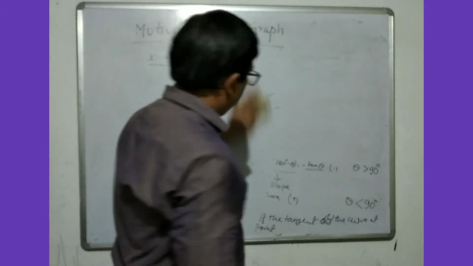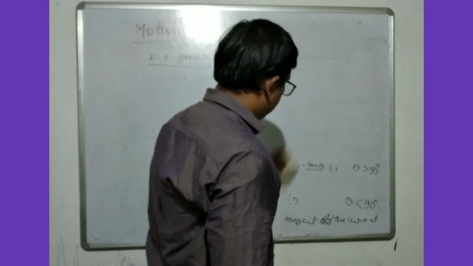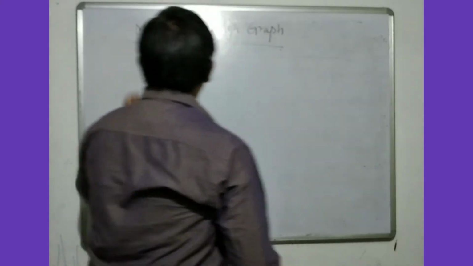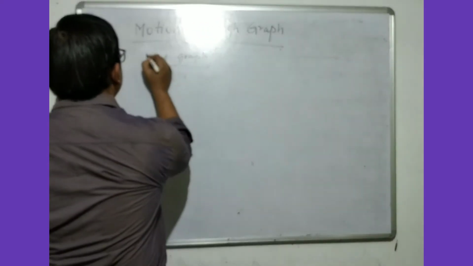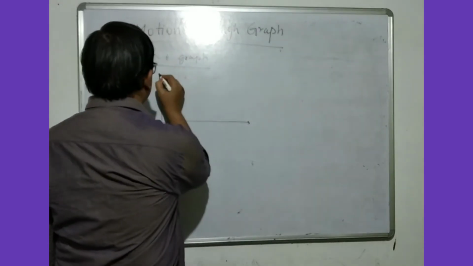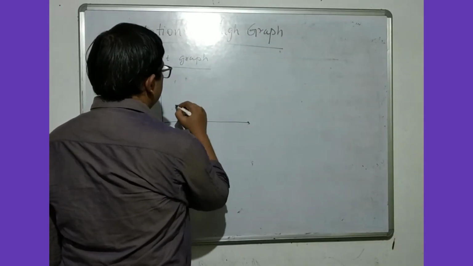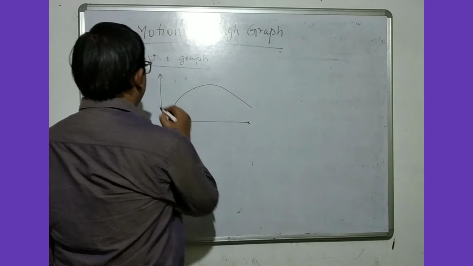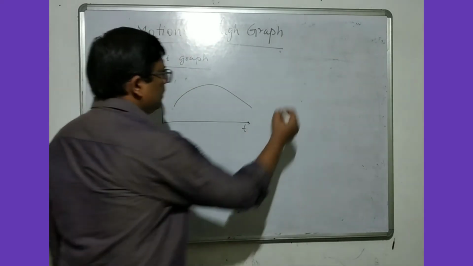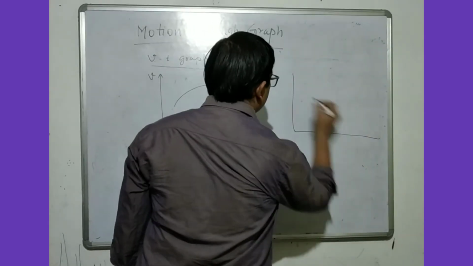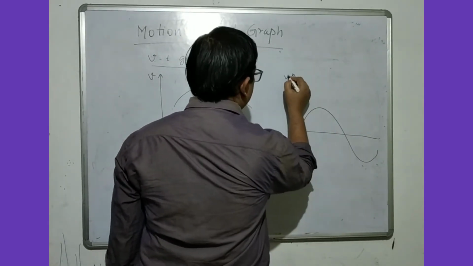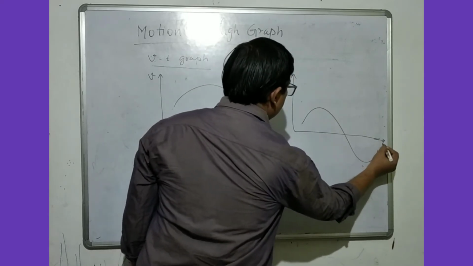Now let us see what the velocity time graph is. We are just removing this line. So this is our velocity time graph. This can be anything, according to the motion.